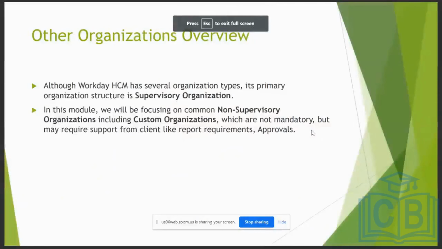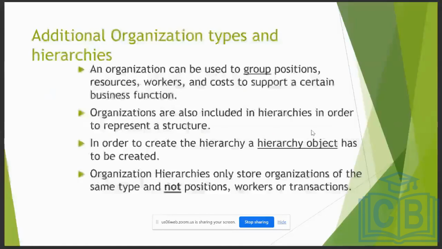So we saw about supervisory organizations over the last few days and also the different organization types. We saw locations, we saw supervisory organizations. Now we're going to be seeing about other organizations, their overviews, and what all can be done. This is typically what we're going to be seeing. What are the different other organization types that you can see? And next, what is the organization structure or hierarchy that I can create?